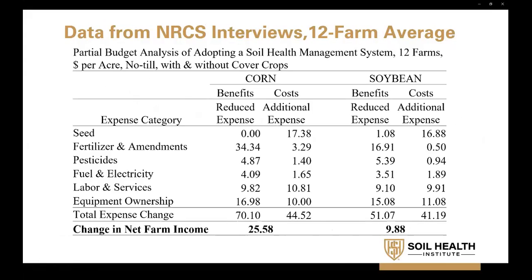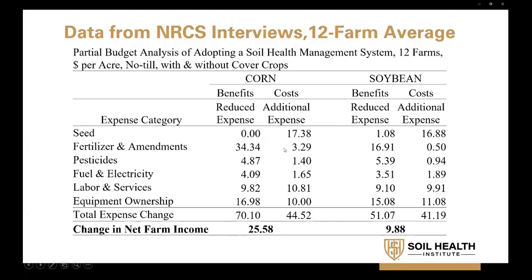These are empirical results, 12 farms from our NRCS data, averaged over 12 farms. These were aggregate. So they were all no-till, some were with cover crops and some were without cover crops. Looking at corn, we have the benefits, reduced expenses, up to $70. Additional expenses, up to $44.52. We have the same comparative numbers for soybeans.